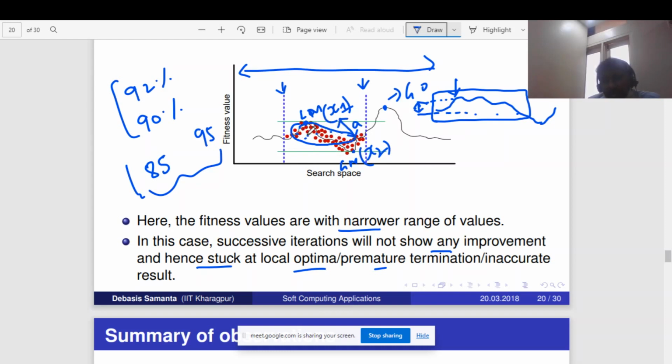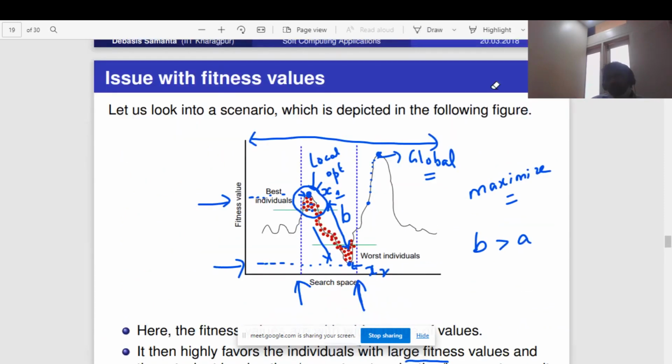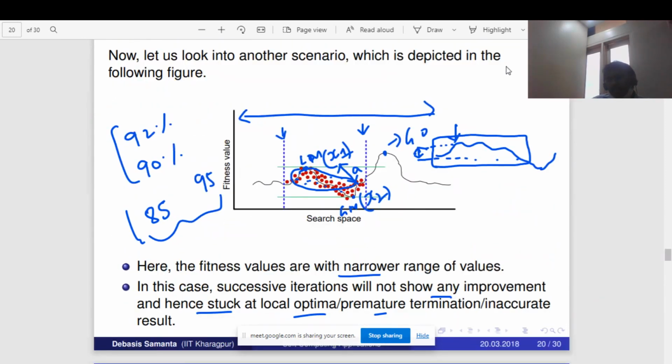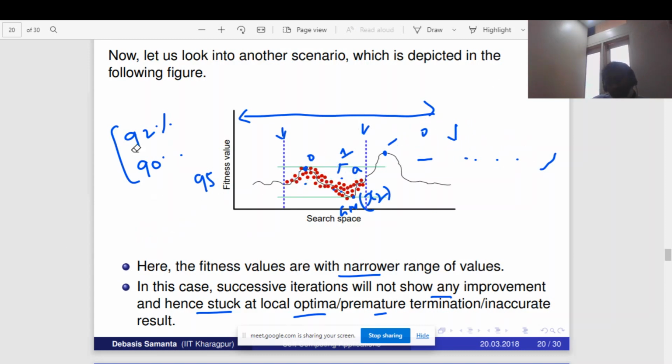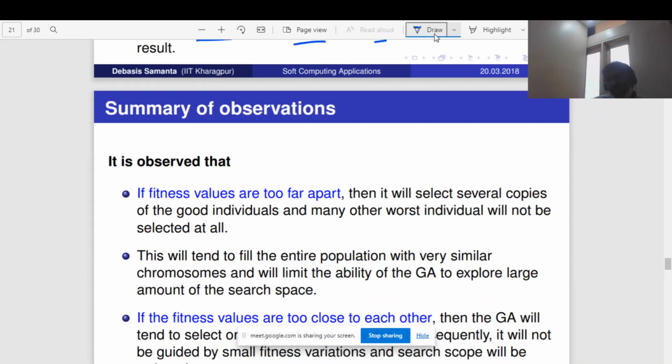So every time, in this range the individuals will be selected, and the resultant offspring also will be in the same range, and hence it won't move further. So actually the problem in both cases is that the algorithm gets stuck in a small search space. In this search space it got stuck, and here in this search space it got stuck. So the question is, is there any way we can make the algorithm come out of this, so that probably it can move towards the global optimal solution? Yes, that technique is called fitness scaling.